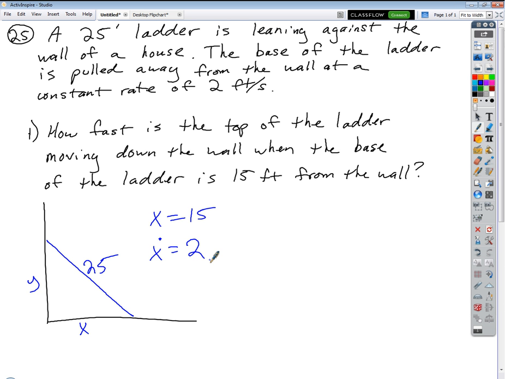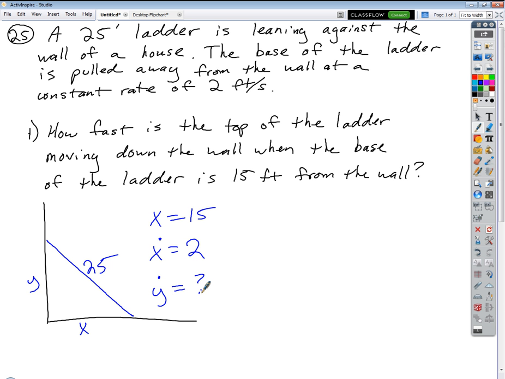What are we trying to find? The height, so you're trying to find Y dot. We want to know how fast the top of the ladder is moving down the wall. Very good. But we don't know Y either. We're not given Y directly, are we? No, but maybe we could figure it out. We could do a triangle.